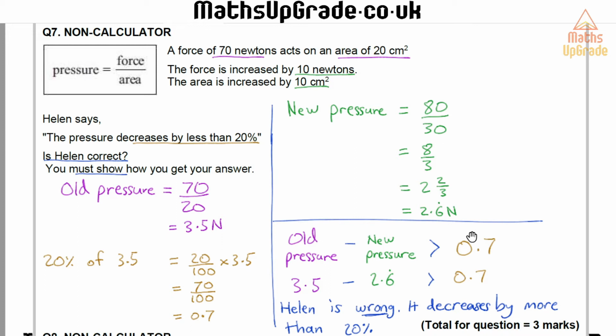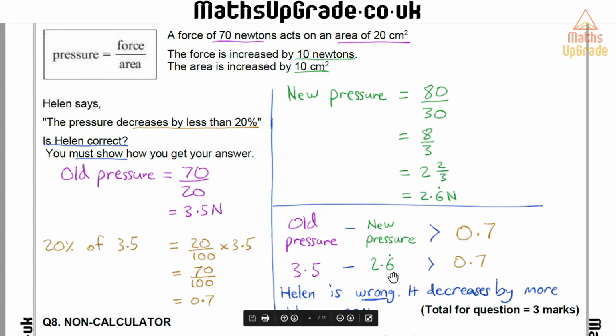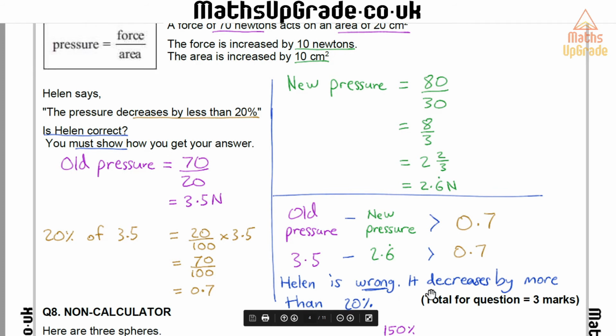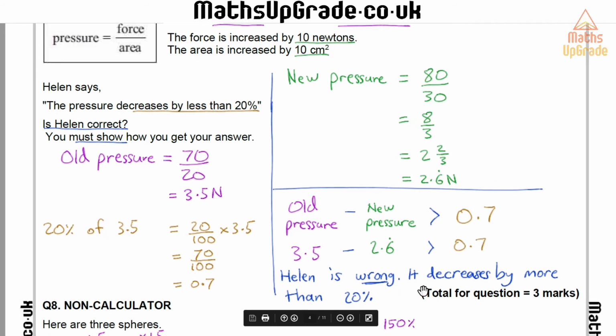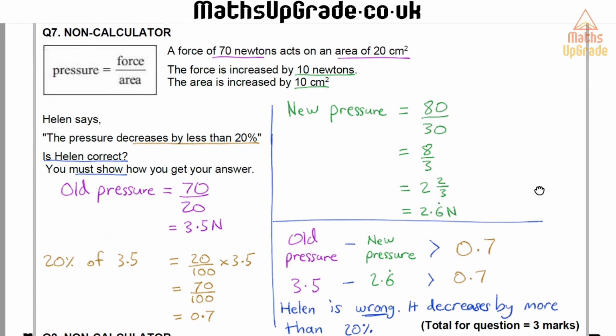So what is the difference between the old pressure and the new pressure? Well, the old pressure was 3.5, the new pressure is 2.6, right? Is that greater than this 20% of 3.5? So is that difference greater than what I worked out here? And it is greater, right? It is greater. So this shows that she's wrong. It decreases by more than 20%. Right? Make sure you follow this question through again. If you're not sure on how I've got it, then please do look at substitution into formulae. That should help you a little bit further with this question. And that's 3 marks for that question.